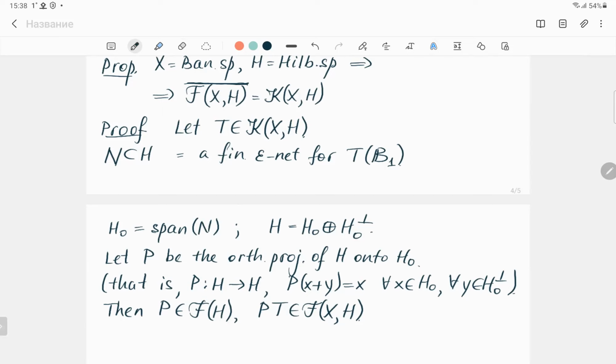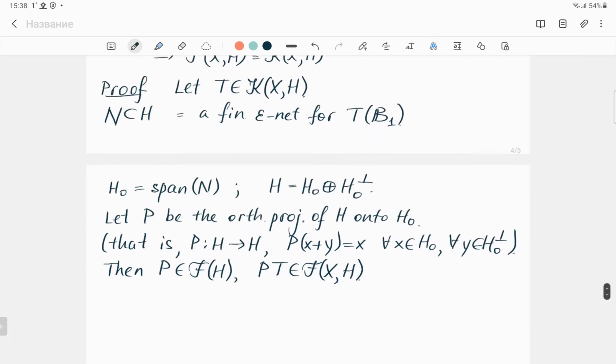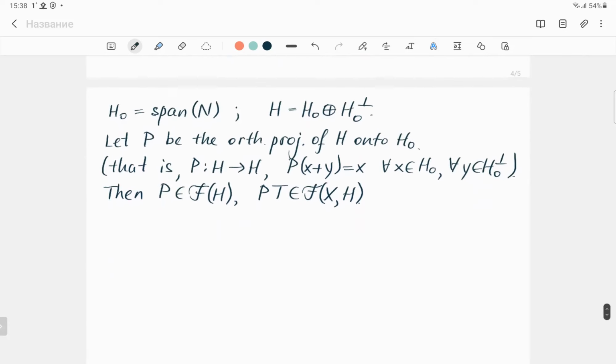Yes. Okay, let's continue. So H0 is a finite dimensional space, so PT is a finite rank operator. And let's calculate the distance between T and PT. First of all, we observe that the norm of P is exactly 1. This follows from the Pythagorean theorem. So the norm of x plus y is bigger than the norm of x if y is not 0. But this is exactly the norm of x if y is 0. So the norm of P is 1.